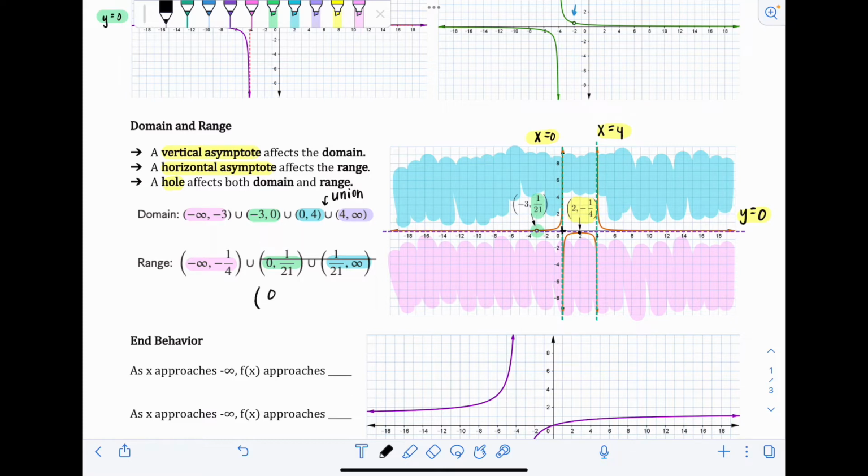And then just remember with interval notation, the parentheses means that that number is not included. So none of these numbers are actually included within the interval. It just means we go up into that point and then we stop.